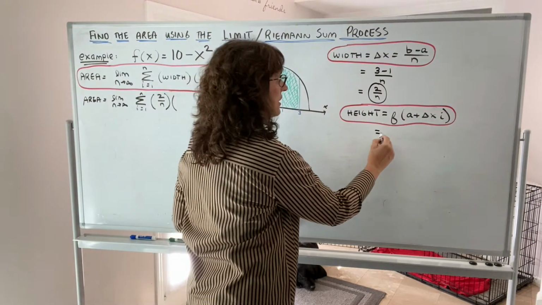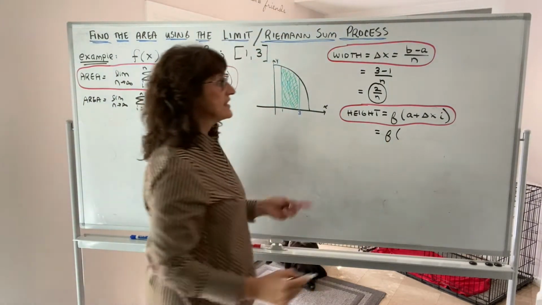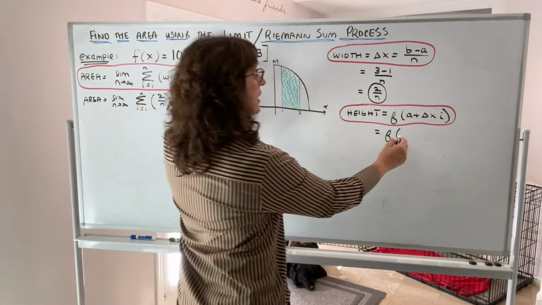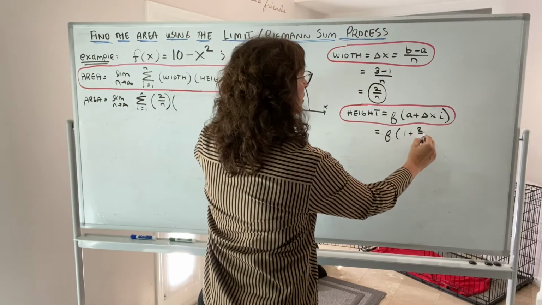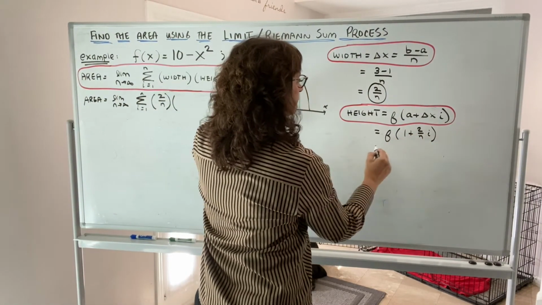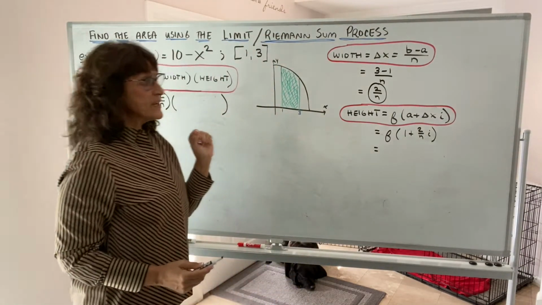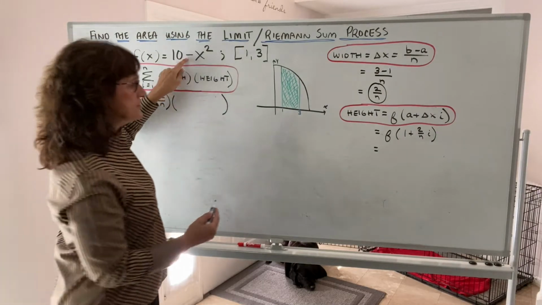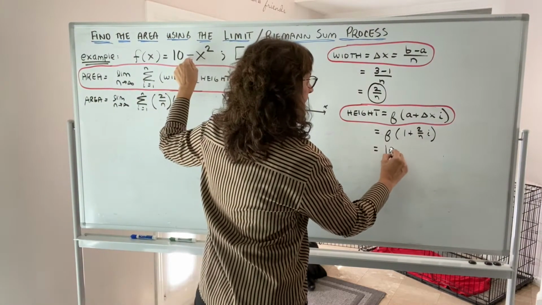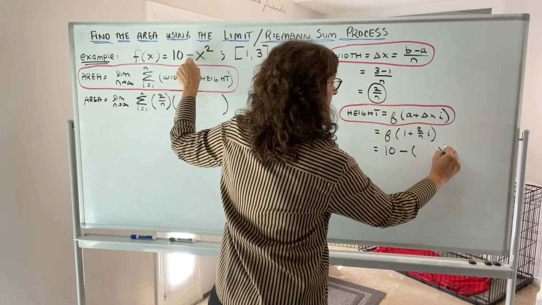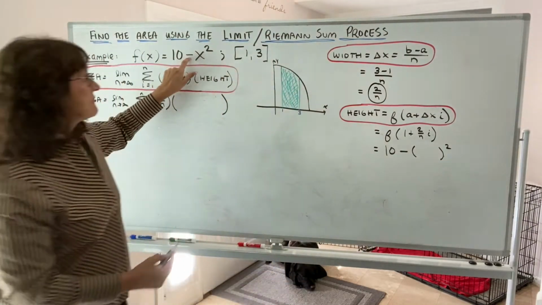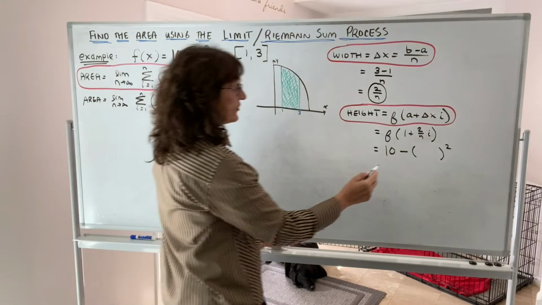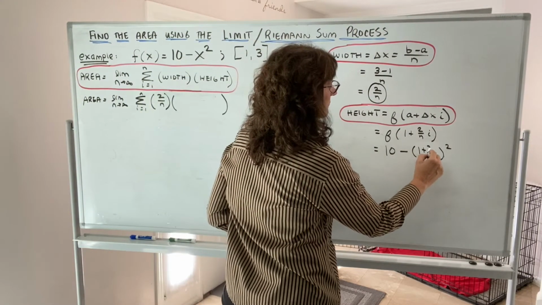To compute the height, you plug into the function the left bound. A is the left bound. So 1 plus your width, 2 over n, times the ith interval. Now that expression needs to be plugged into the function. Be really careful. The function is 10 minus x squared. We want to take the x in the function and replace it with 1 plus 2i over n.